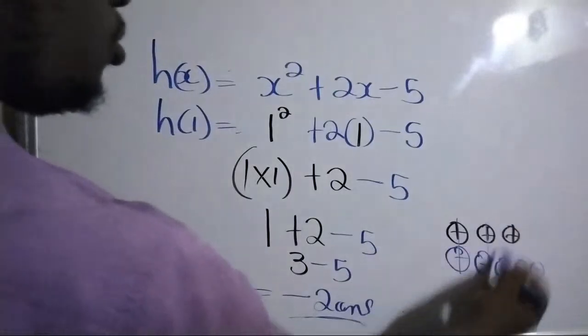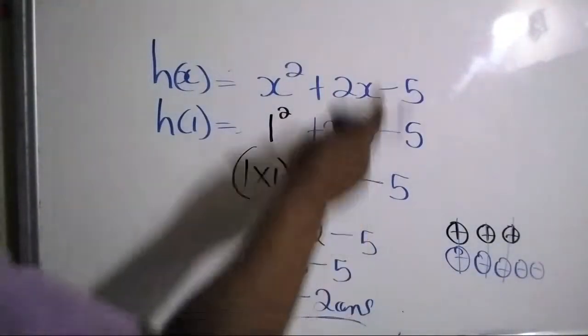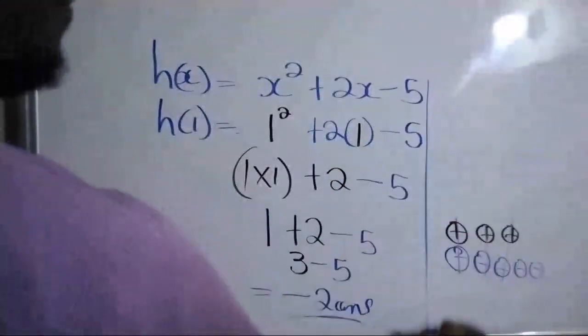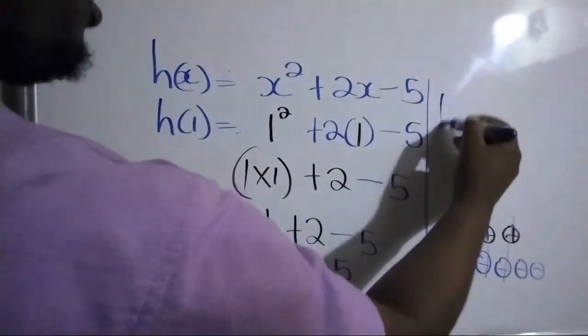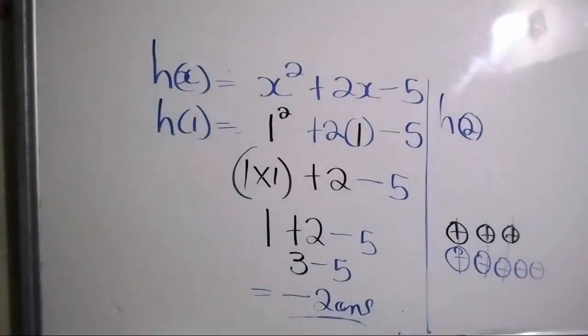So 1, 2, 3. So 2 are left and they are negative. Now I want you guys to do this one. Same function, but this time you're going to put h of 2. So you're going to put 2 in the function and type that in the comment section, alright?